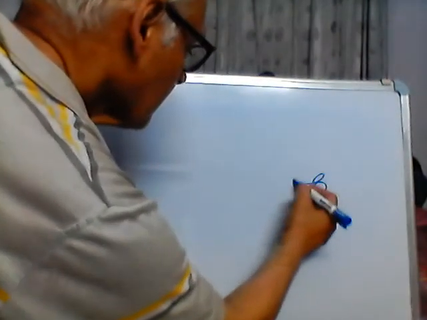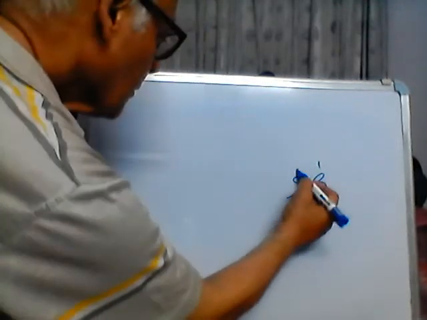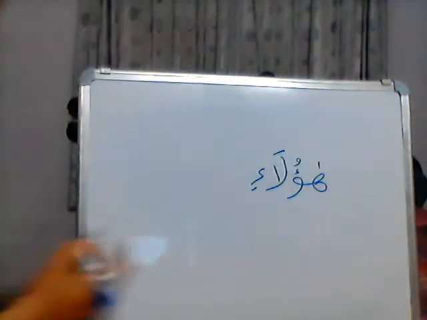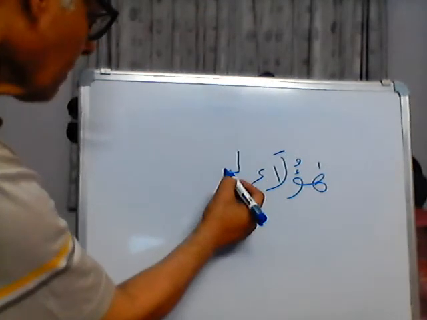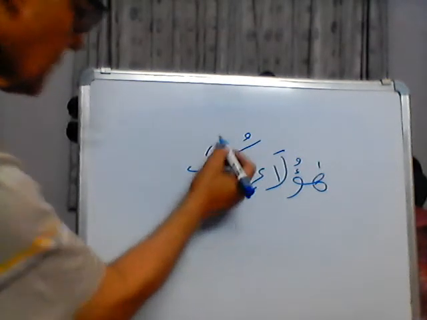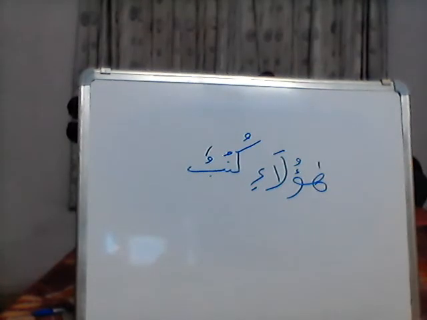Now, if we have to say it for more than two books, we will use ha'ula'i kutubun. These are more than two books. If we have to refer to more than two books, we'll say ha'ula'i kutubun. But this is only for male gender or male objects.